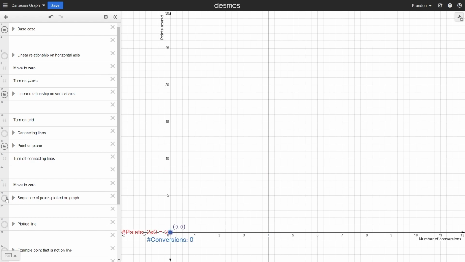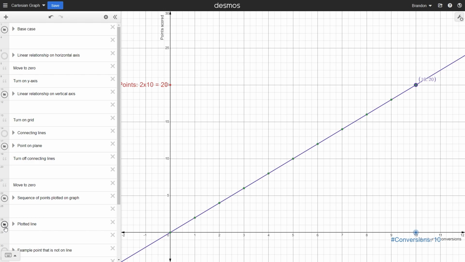Okay, what we can do is see what happens when I look at all of these pairs of points. So 1 conversion, 2 points, 2 conversions, 4 points, 3, 6, 4, 8, etc. You can see that these end up forming a straight line. In fact, I can plot that line on the graph. So when we are using a Cartesian graph like this, this line represents all of the points that are true for this particular scenario that I've described.